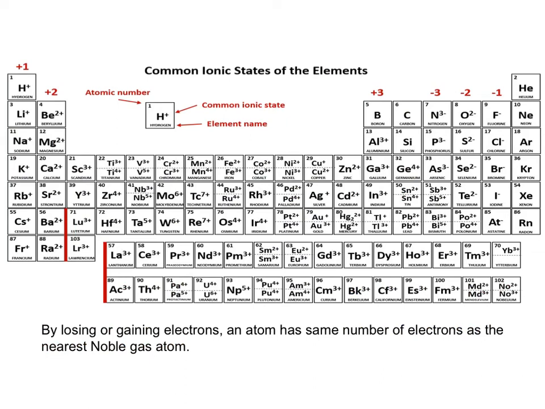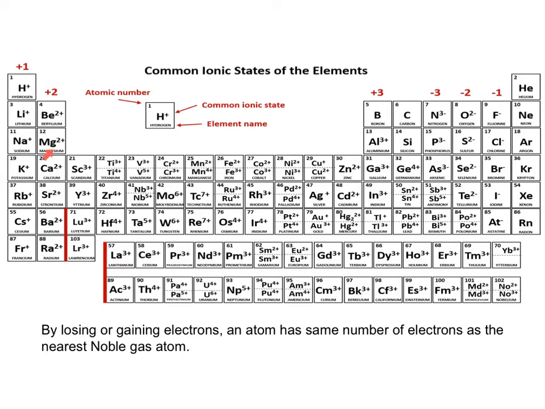Ultimately, atoms will gain or lose electrons in order to obtain the same number of electrons as the nearest noble gas. If we look at lithium, for example, lithium, with its atomic number of 3, has 3 protons and 3 electrons. The closest noble gas to lithium is helium. And so the easiest thing for lithium to do is to lose 1 electron, so it has 2 electrons, the same number of electrons as helium. And so lithium will tend to lose 1 electron and form a +1 charge.